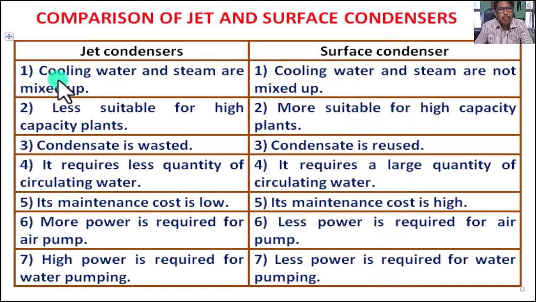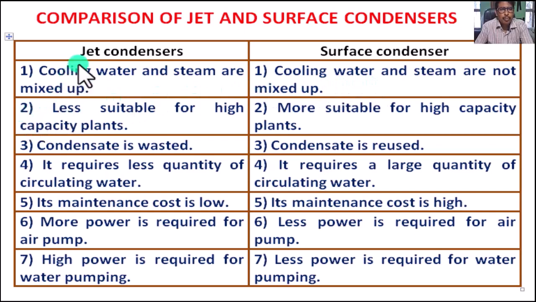Number 1, for jet condenser, cooling water and steam are mixed up. Cooling water and steam are in direct contact. Number 1, for surface condenser, cooling water and steam are not mixed up. Steam flows inside the tube and cooling water outside, surrounding the tube.